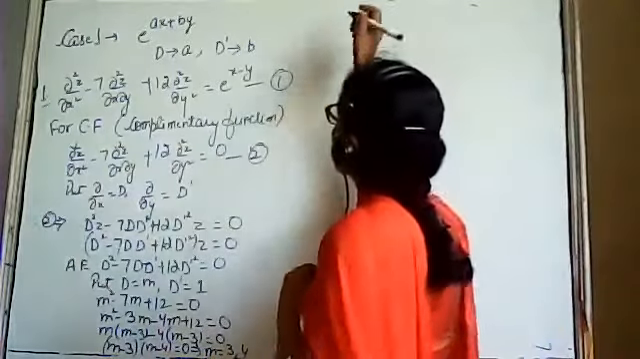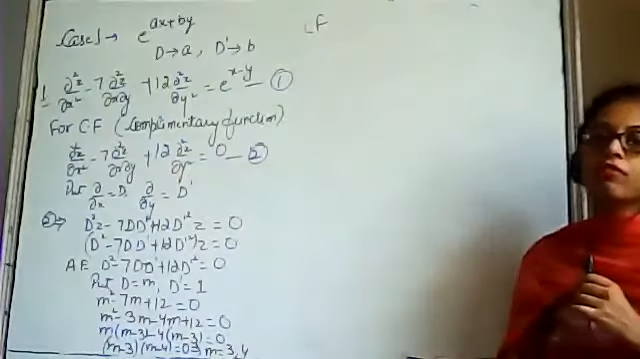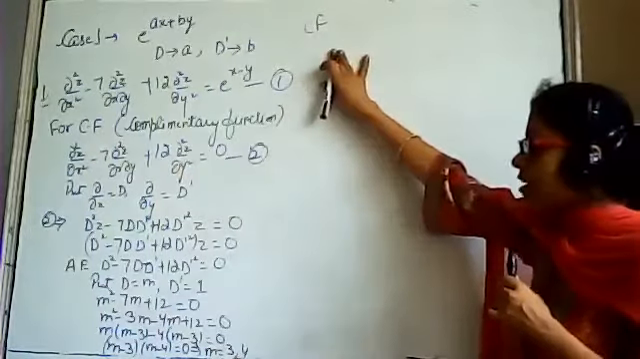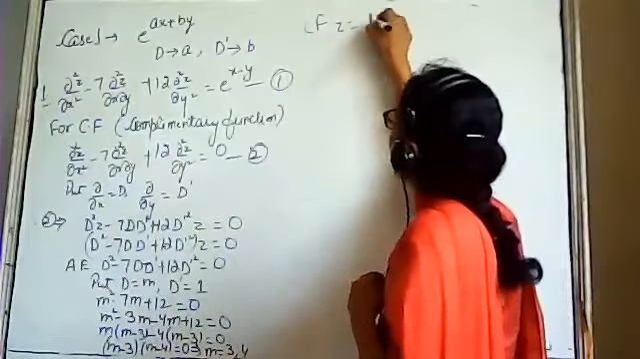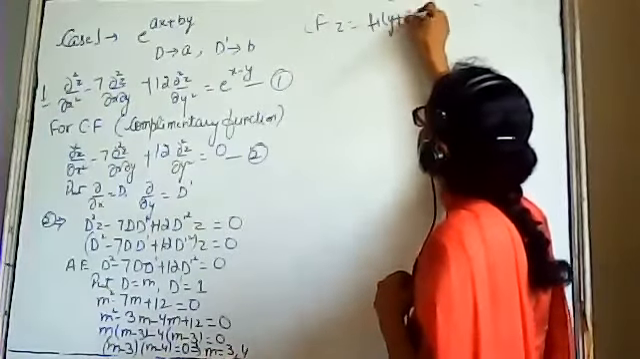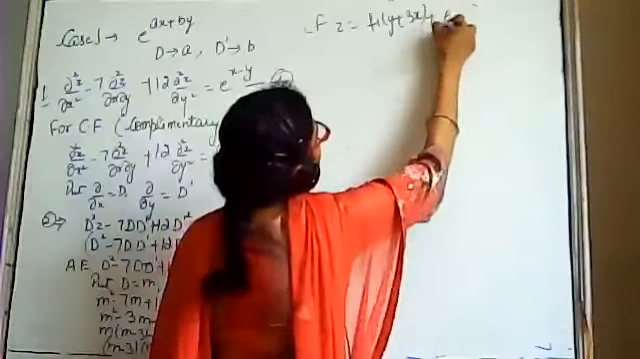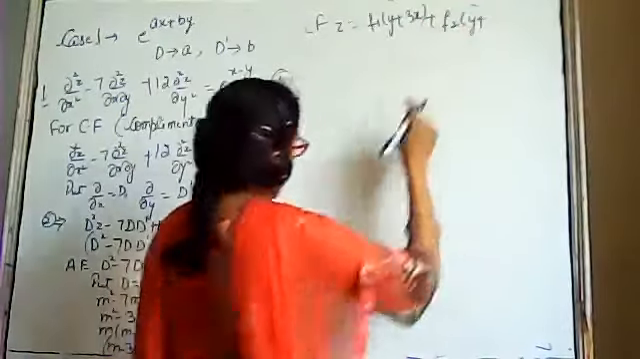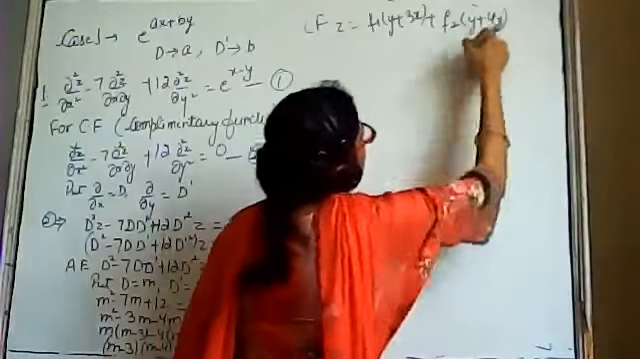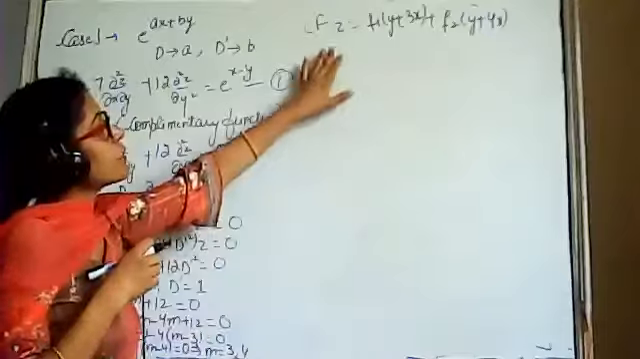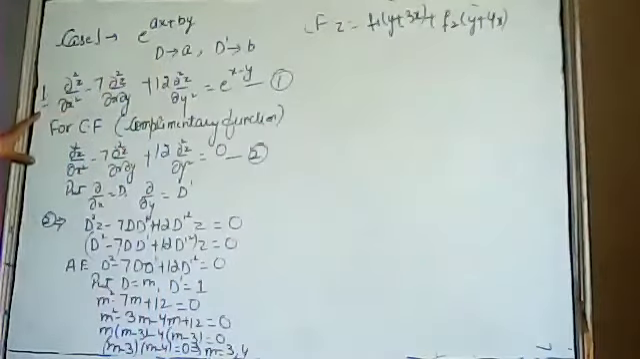Corresponding to these roots, the solution will be the complementary function. This solution will be named as complementary function. Z is equal to f1 of y plus 3x plus f2 of y plus 4x, because we have two roots 3 and 4. So this is our complementary function. After that, we have to find the particular integral.